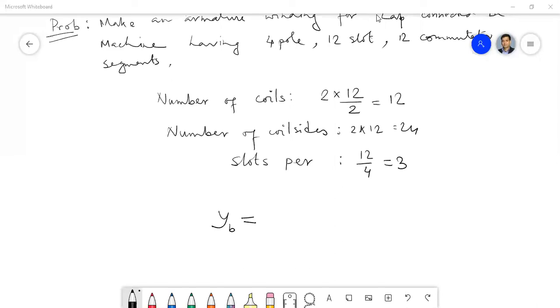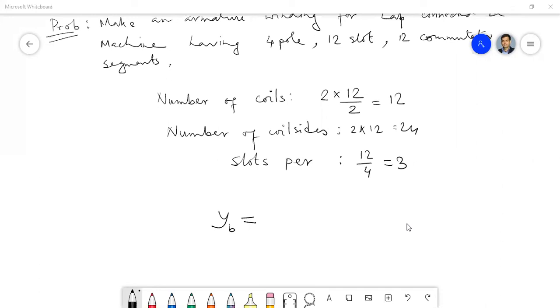Vishal Bormon. Yes, sir. What will be the back pitch? 6, sir. Can back pitch be an even number? No, sir, it must be odd. Then how can you say it's 6?